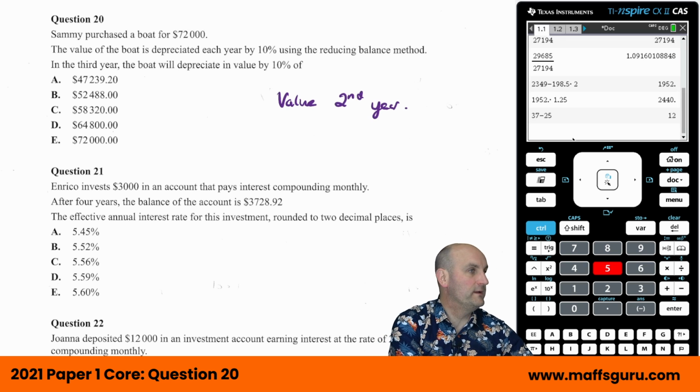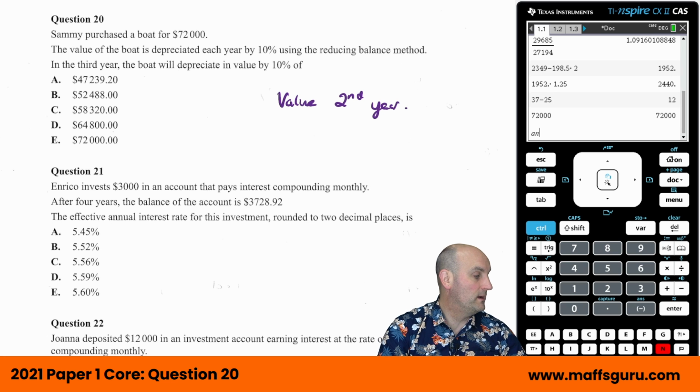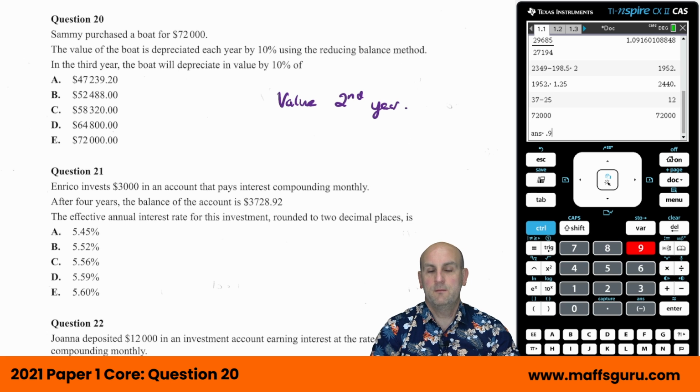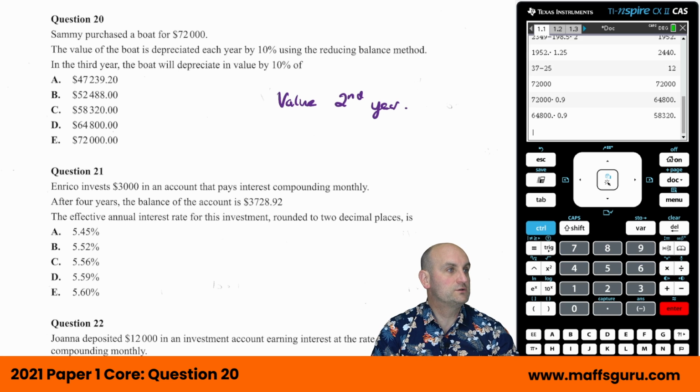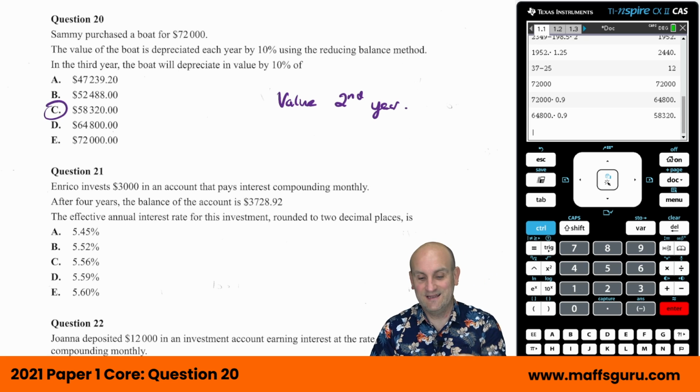So what I tend to do again is I put in my original value of 72,000, and then I just do my answer times, because it's reducing by 10%, my multiplier would be 0.9, and that gives me 58,320, which gave me C, all right? Hopefully that didn't trick you.